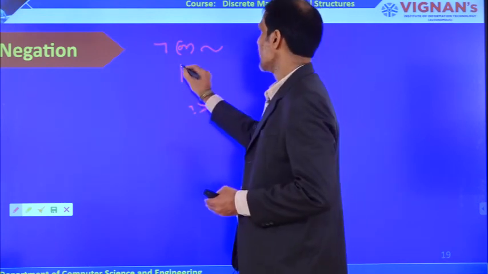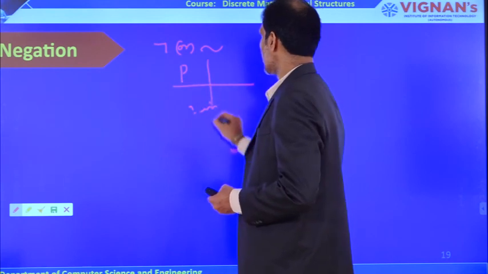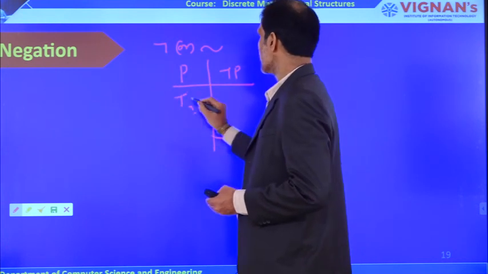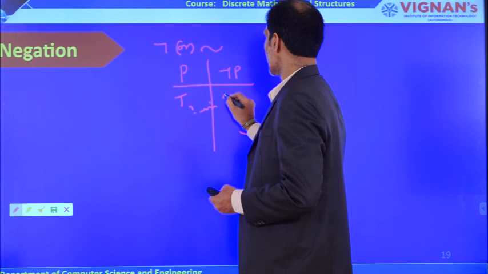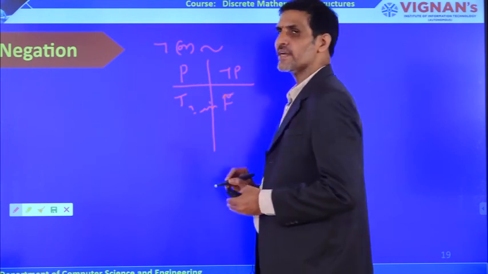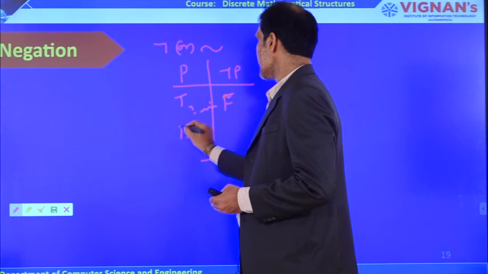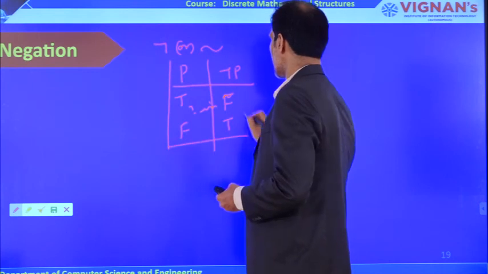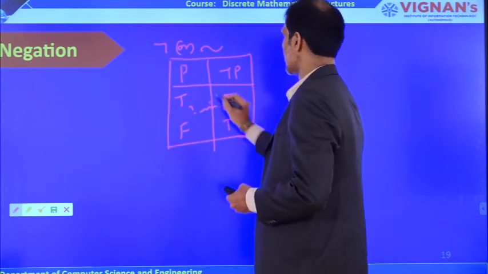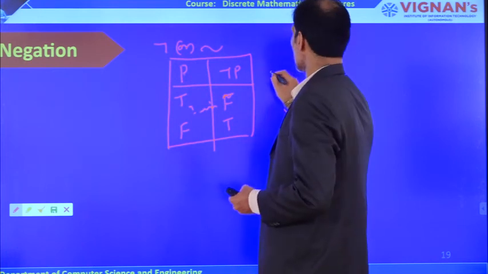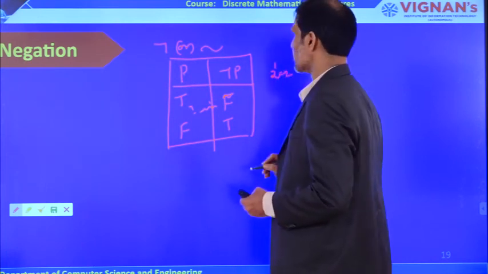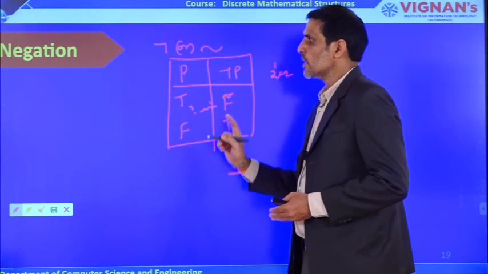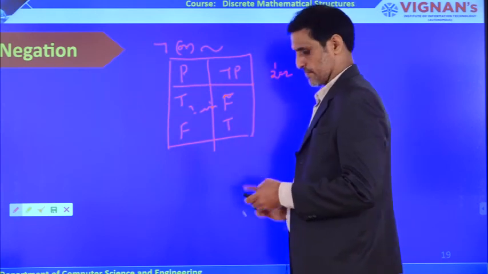So if I take a statement P, then the negation of P can be taken like this. If P is true, then negation of P is false. If the statement is false, then the negation of P is true. Because here we consider only one statement P, you get 2 power 1 equal to 2 rows only. So this is how we represent the truth table for negation.